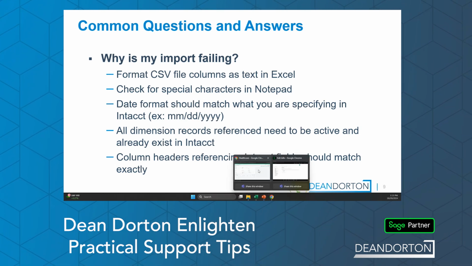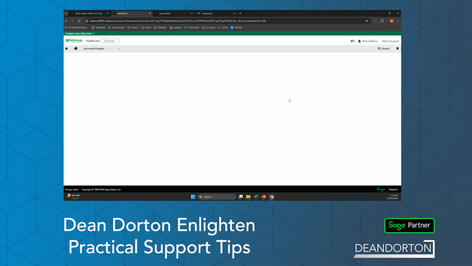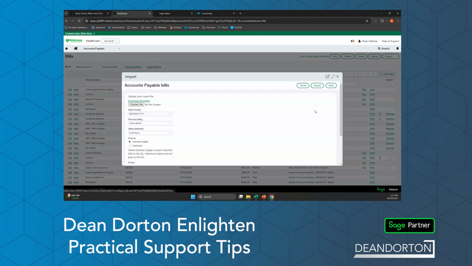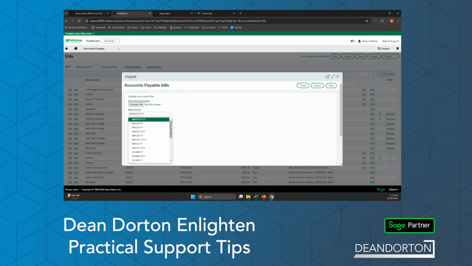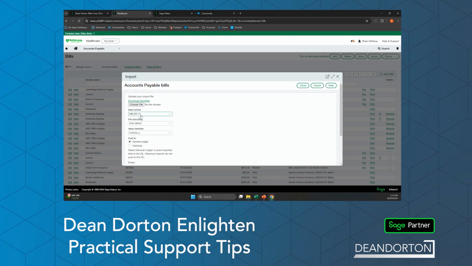So if I bring Intacct back up and I go to the import, if I'm importing AP bills, I'm selecting my date format here, right? So whatever your date format is, again, that's user preference. Just make sure you're picking it here. So if you're using periods, that's fine. Just pick it here and match whatever is in your Excel file.